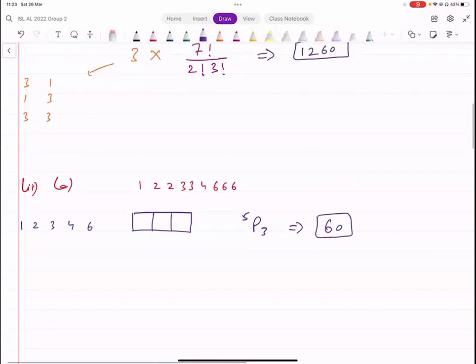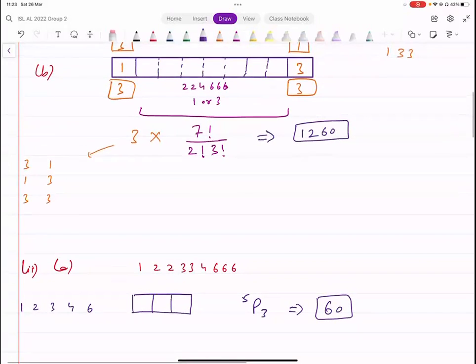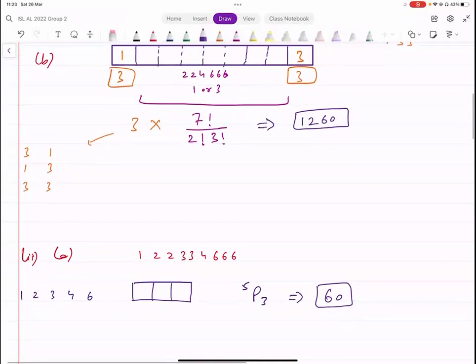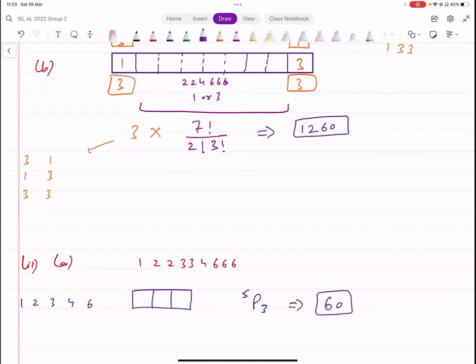Any problems with this? No. Any problems with this? No? सर कॉम्बिनेशन तो नहीं हो सकता.